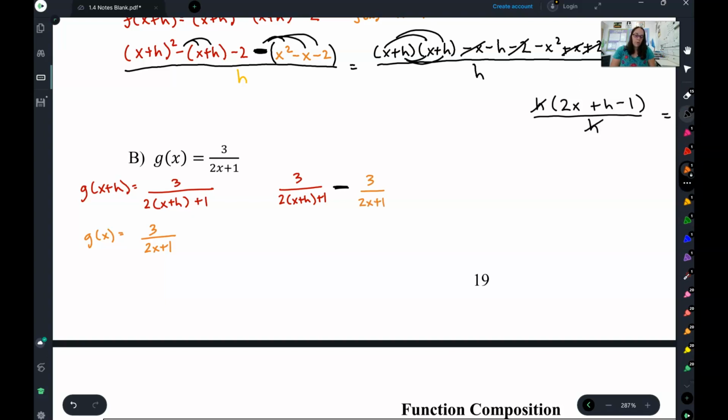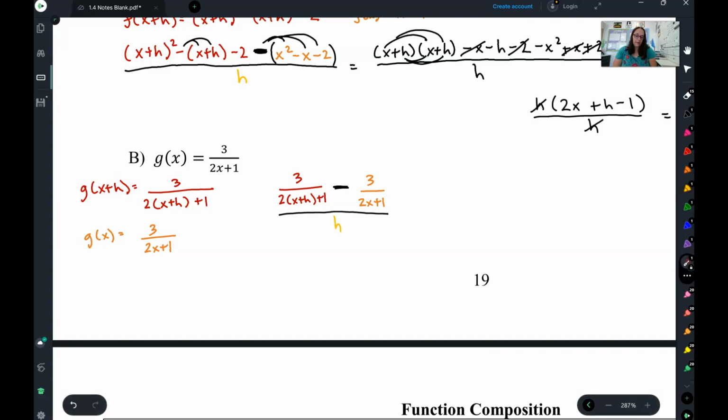You could put parentheses around that if you want because it's a minus. But because it's already a single thing, there's not really any distributing that has to happen. You don't really need to worry about the parentheses this time. And then all over my h. There's my three pieces. Now, I need to simplify this because I have fractions and fractions.